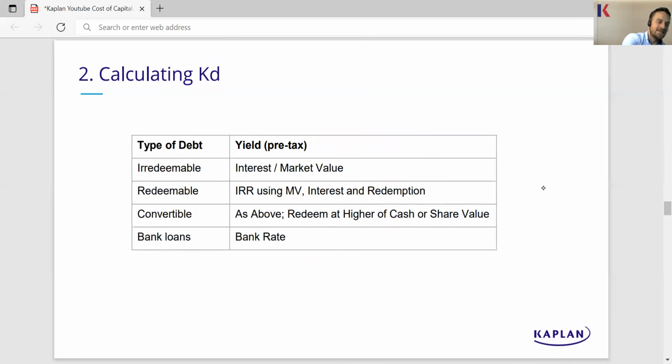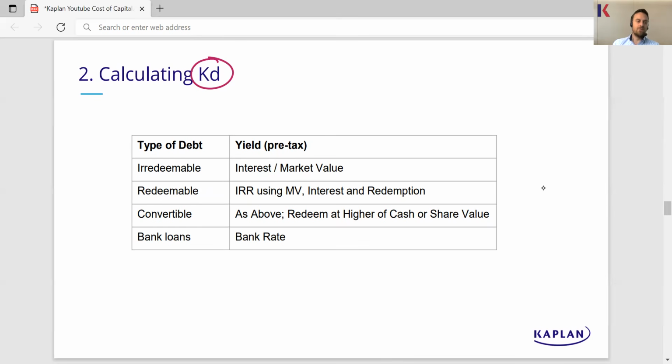We then move on to KD, which is the cost of debt. It depends on the type of debt how you work out the cost of debt. If it's irredeemable, you just use that little formula, interest divided by the market value. If it's redeemable, you need to do an IRR calculation using the market value, the interest, and the redemption amount. I'll show you how to do that on the next slide. If it's convertible debt, that's where in the redemption year you either take cash or you take some shares, and you always choose the higher of the two. Again, I'll show you that in just a sec.